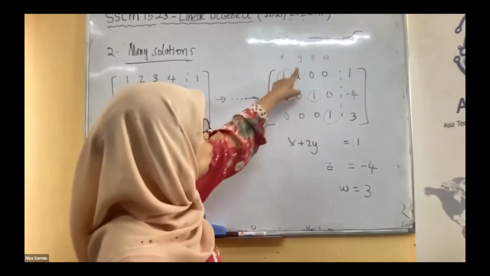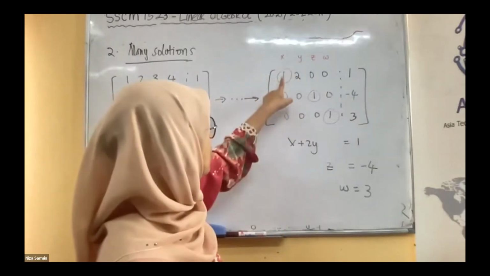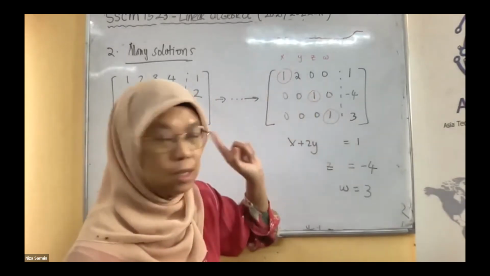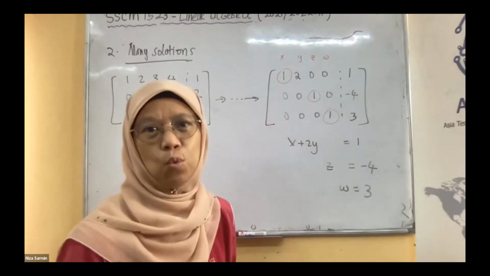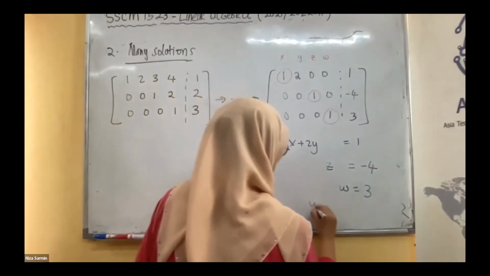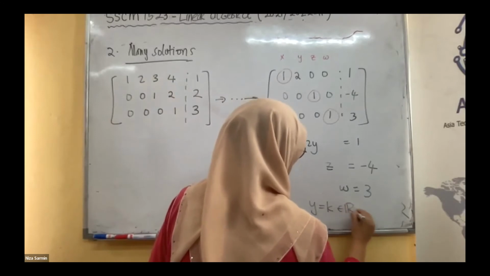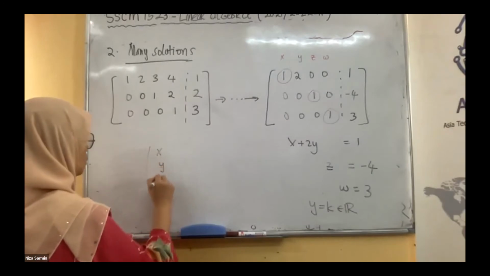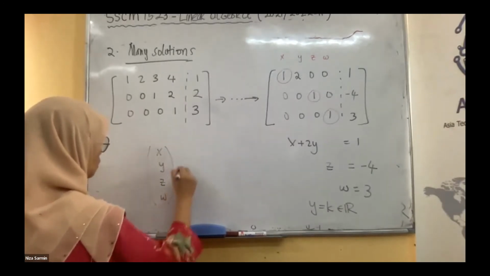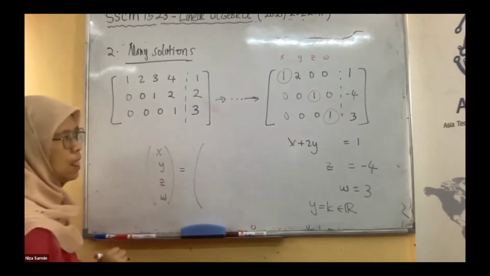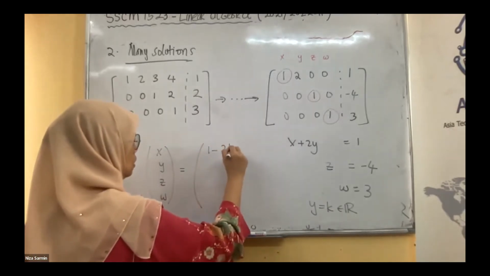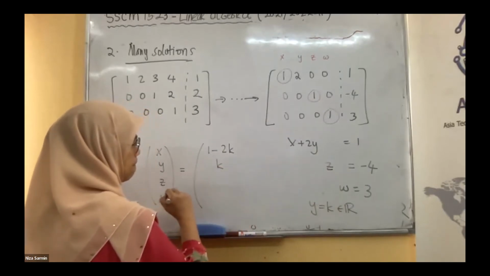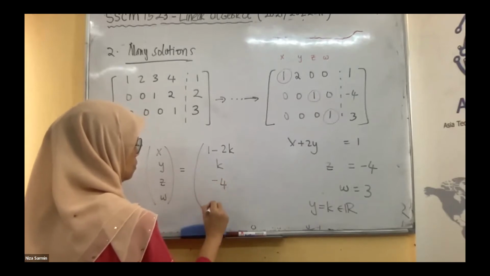This one, no, because Y is free, right? X is not free, Z is not free, W is not free because there is a leading 1, but Y is free. Y is free. So Y is K, the free variable. Then we can write X, Y, Z, W equal 1 minus 2K because Y is free. Y is K. Z is negative 4. W is 3.